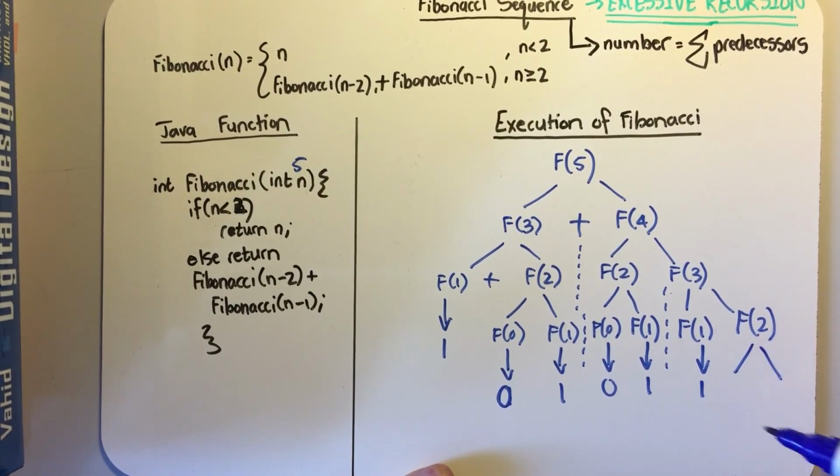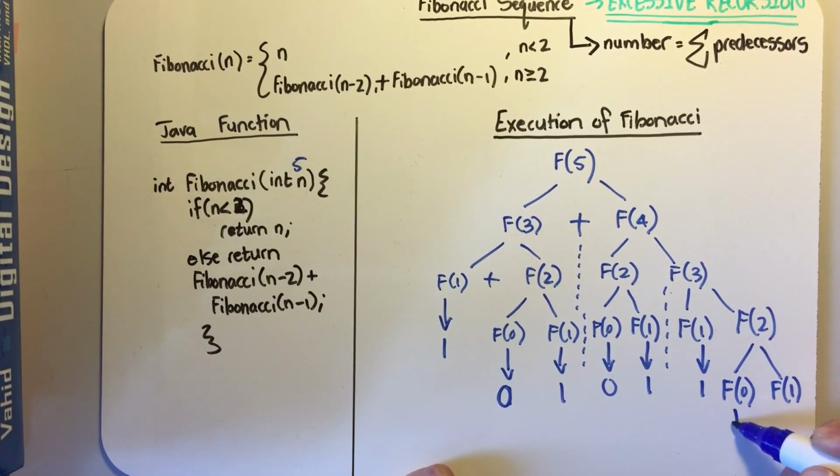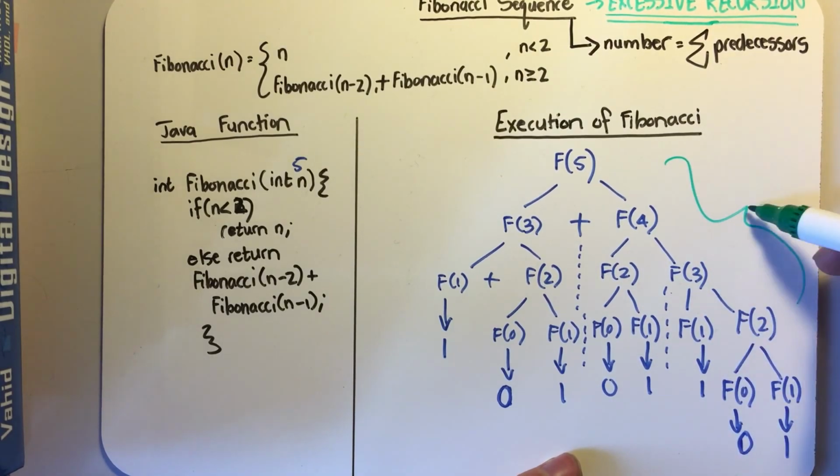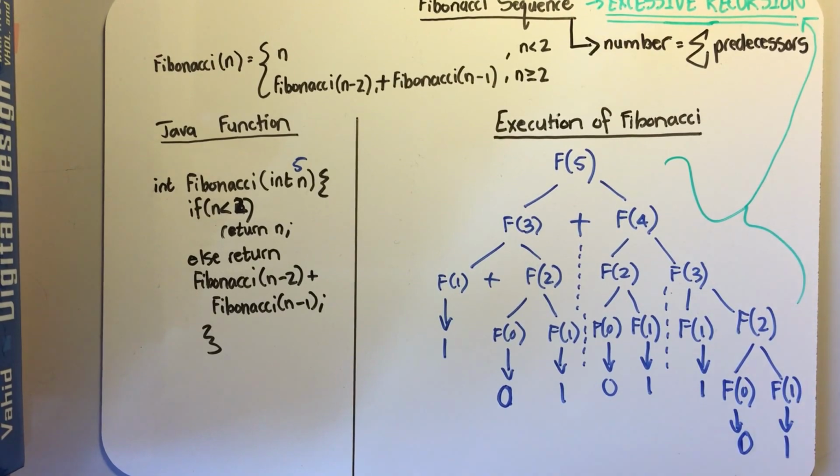And we have one call left here. So Fibonacci n minus 2 is 0, and Fibonacci of n minus 1 is 1. We're just going to return 1. That way around, 0 and 1. Okay, so this is an example of the amount of execution, and now you can see why we call it excessive recursion. There's an excessive amount of recursion taking place.